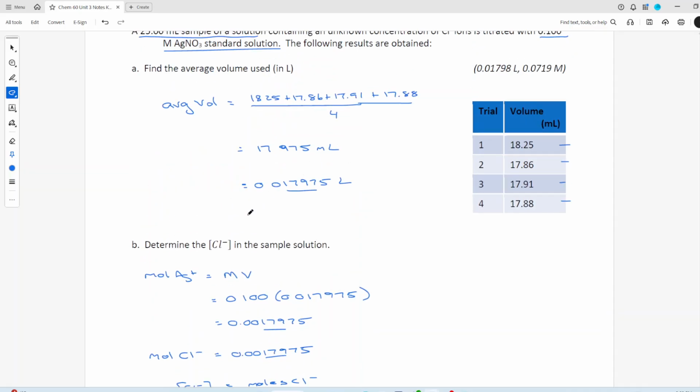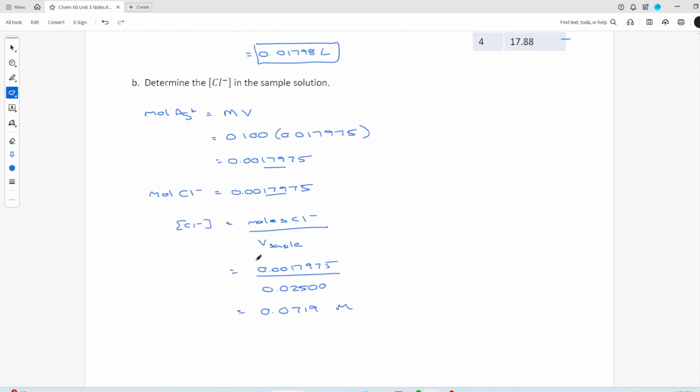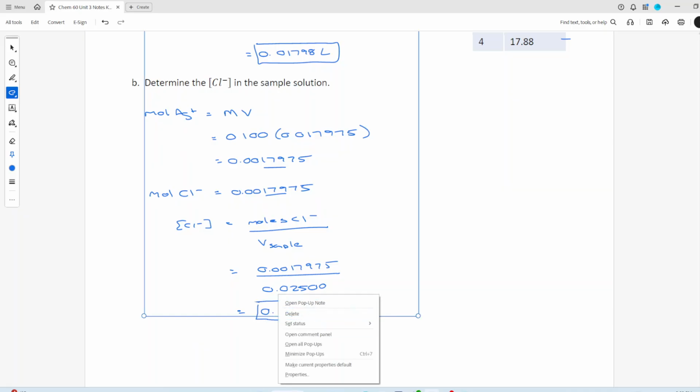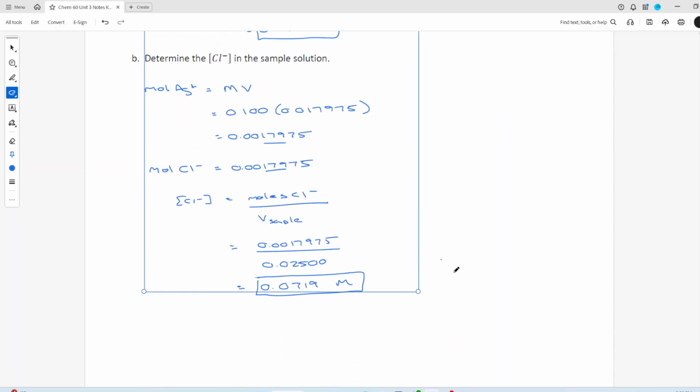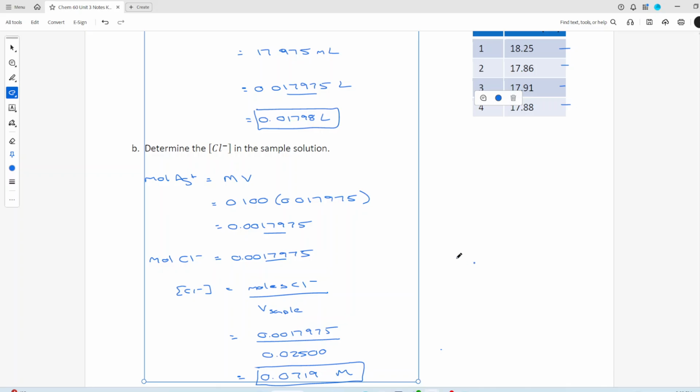And then I forgot this was actually an official answer. So I should have answered 0.01798 liters as my final answer for A. So anytime you give a final answer, you want to round it for sig figs. But if you're going to use it again, you want to use unrounded. Awesome. Okay, hopefully that felt good and you're feeling prepared for Lab 5.